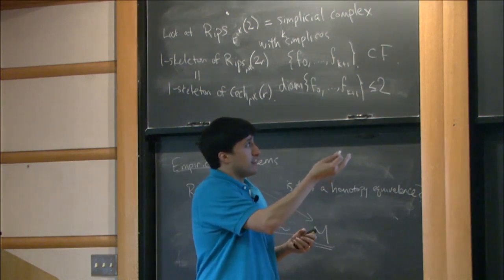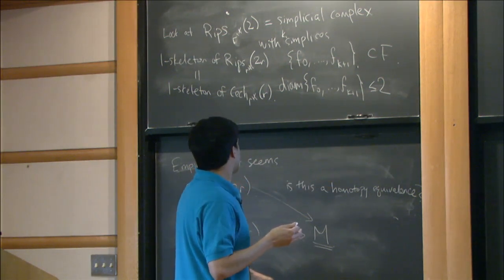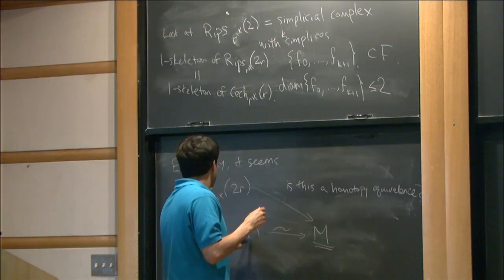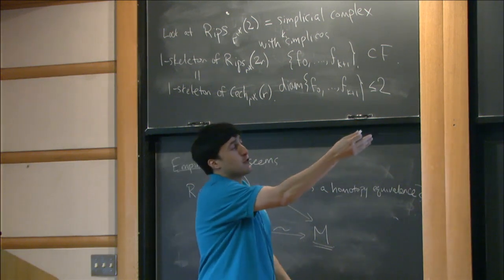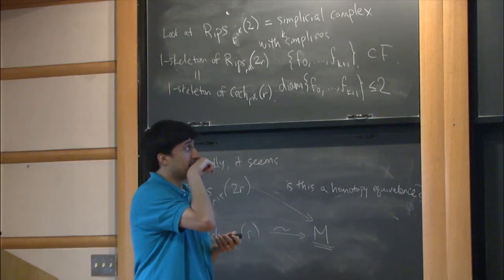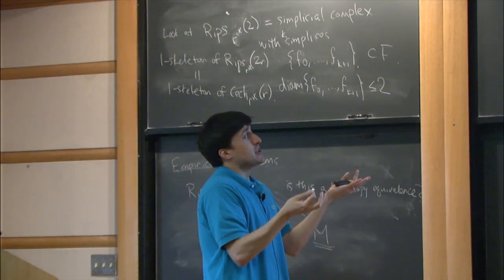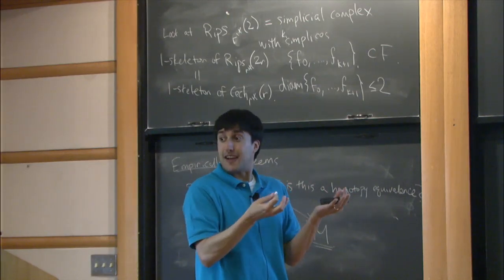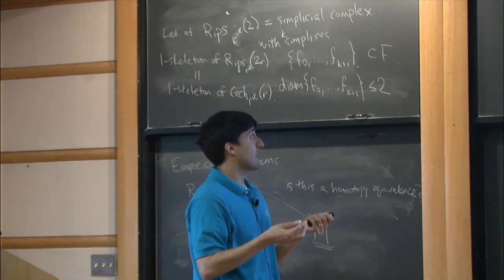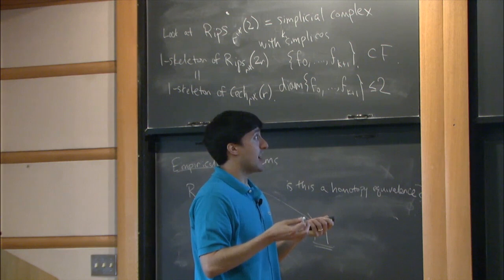So this is an example of, I guess I'm being inconsistent. I'm using Rips 2R versus Čech R here, but the 0.65 you see on this slide is meant to be compatible with the 0.65 that I used earlier for the Čech complexes. So the computation of the one skeleton of the Rips complex is the same as the computation of the one skeleton of the Čech complex, so that's why the computation times are the same.